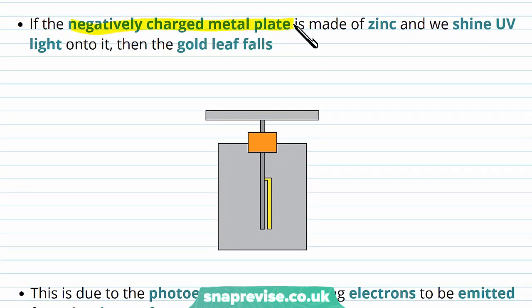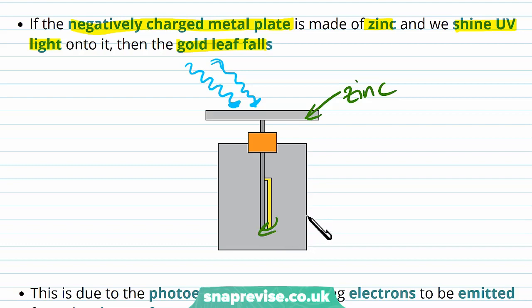If the negatively charged metal plate is made of zinc and we shine UV light onto it, then the gold leaf falls. So now we're going to say that this metal plate is made of zinc, and when we shine UV light, we can see that the gold leaf falls back down.